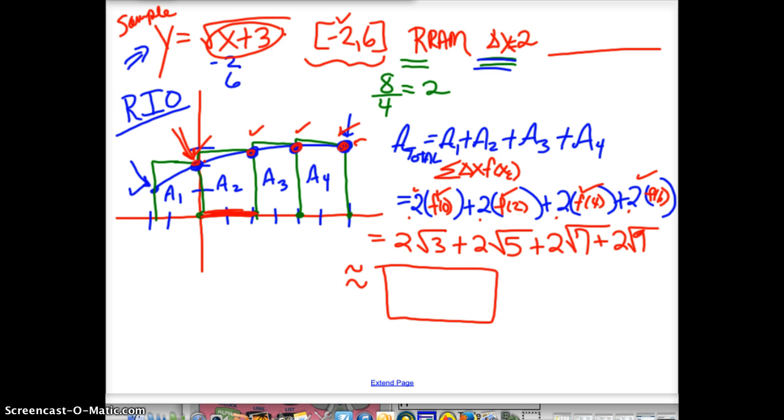So that's the steps that you need to show me. Again, you need to sketch it out. You need to draw your rectangles. You need to shade them in. You need to bold the dots either to the right if it's RRAM, to the left if it's an LRAM, in the middle if it's an MRAM. I put all the answers on there so you should know if you're doing them right.